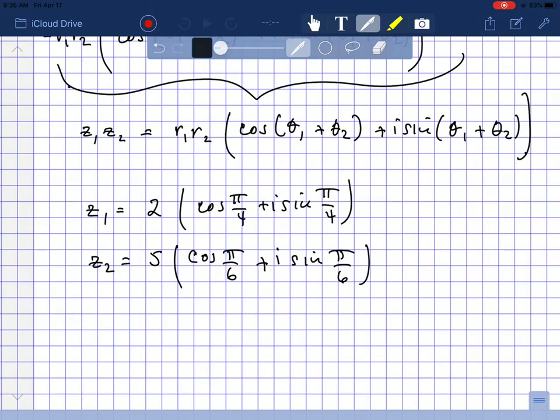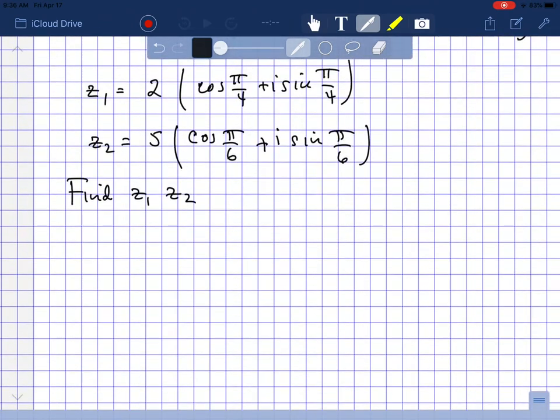Okay? Now, what I want to do is find z sub 1 times z sub 2. Let's do that geometrically first. I'm going to get rid of that. That was not a very good line.